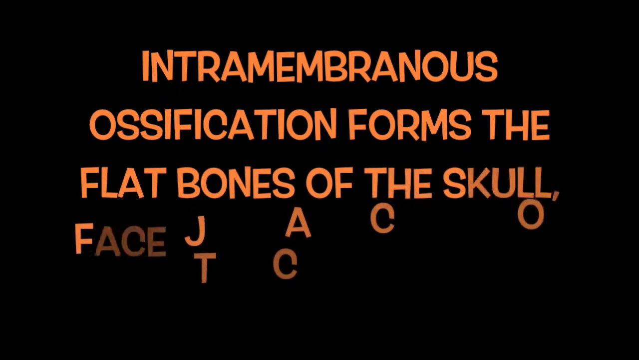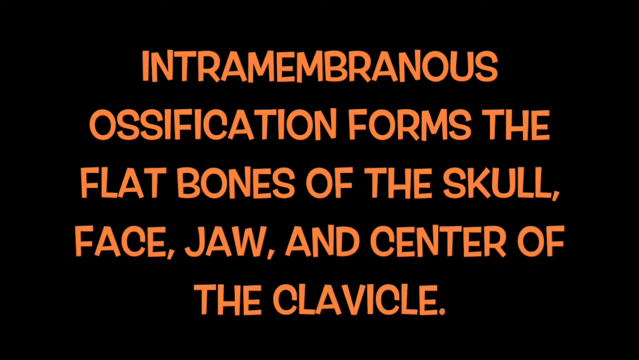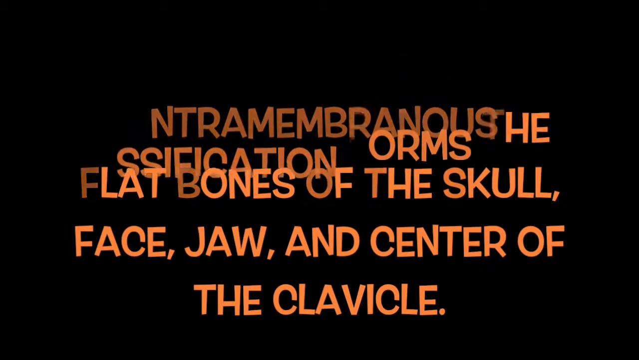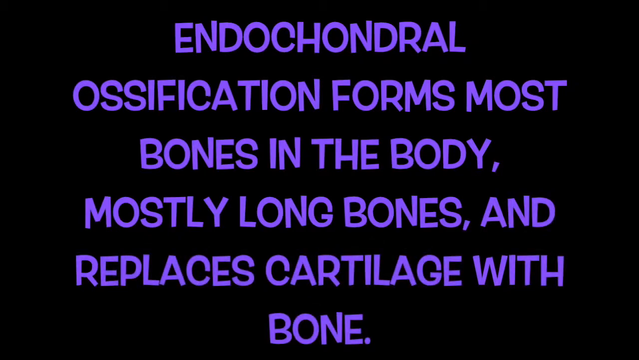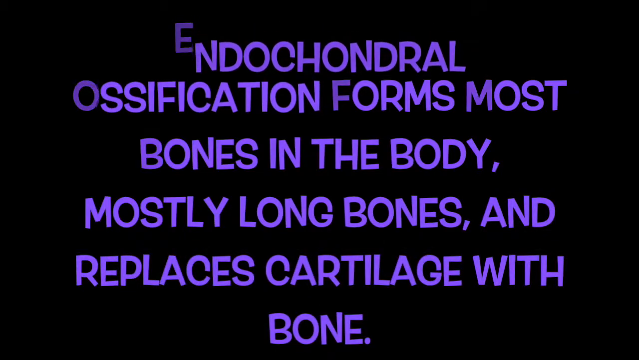Differentiate between intramembranous ossification and endochondral ossification. The difference between intramembranous ossification and endochondral ossification is that intramembranous ossification forms the flat bones of the skull, face, jaw, and center of the clavicle bone. Bone is formed in sheet-like layers that resemble a membrane. Endochondral ossification forms most bones in the body, mostly long bones, and replaces cartilage with bone.